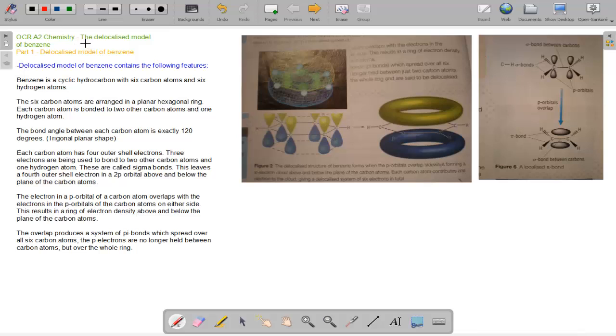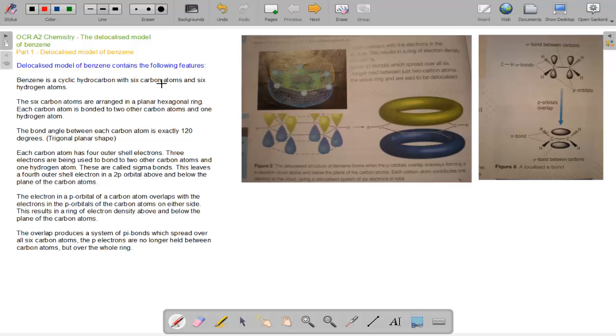Hello and welcome to my tutorial on the delocalized model of benzene. Last time when we talked about benzene, we talked about how the delocalized model came about and how Kekulé was slightly wrong about his enthalpy changes. So today we're talking about why the delocalized model is as it is and what features it has.